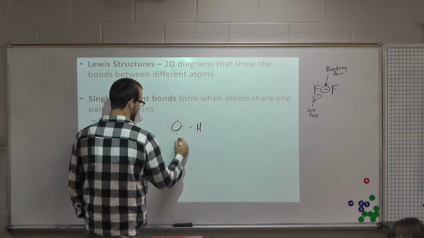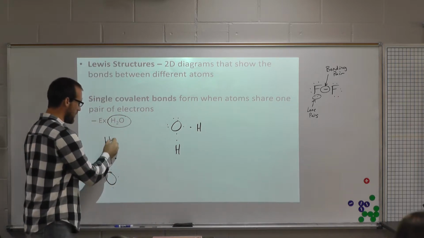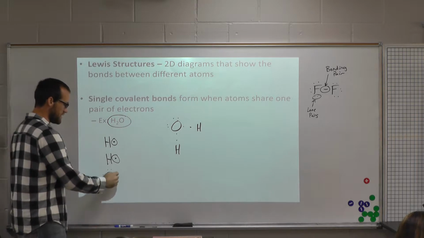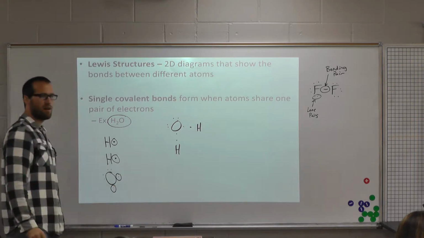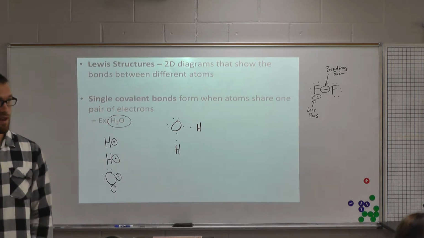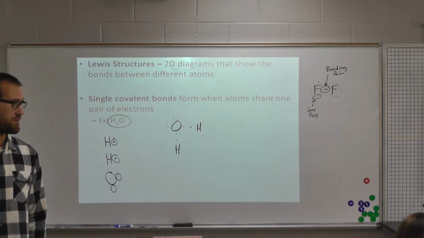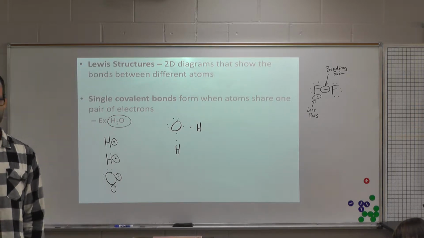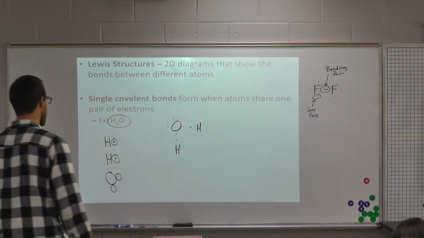If you notice, I took the unbonded electrons from hydrogen and pointed them towards the unbonded electrons of the oxygen. I'm never going to split up a lone pair. Not in this class. In advanced chemistry, we do it a lot, but not in this class. We'll keep it simple. Cool?